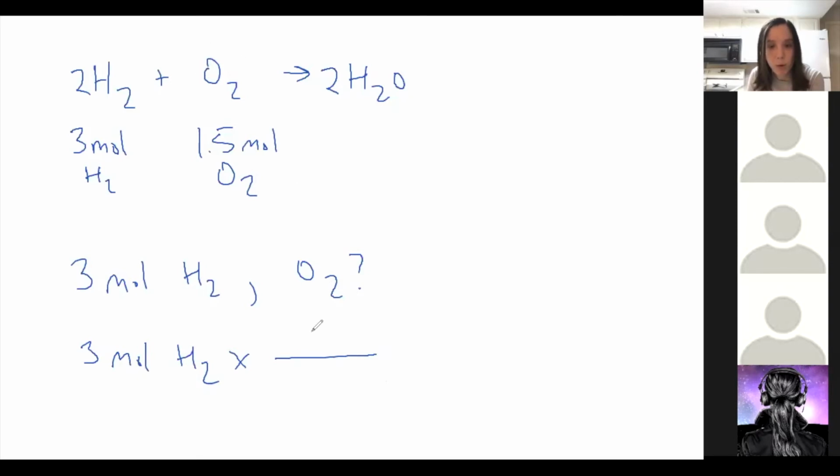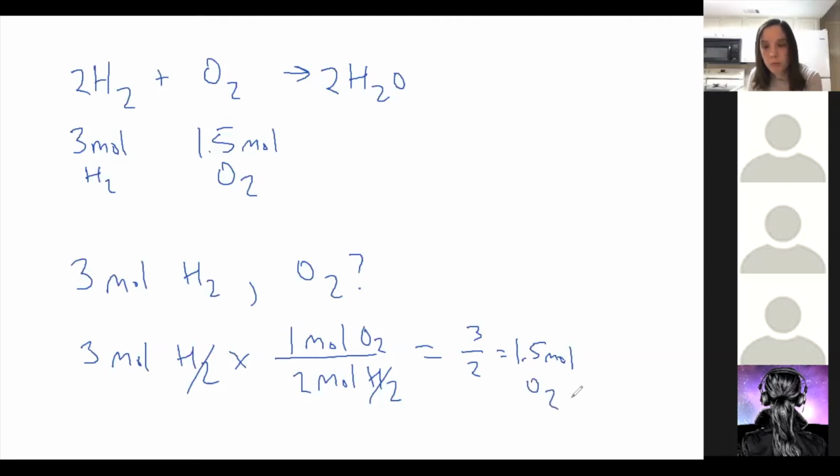So we have 1 mole of O2 for every 2 moles of H2. H2's cancel out. We're left with O2. So we would do 3 times 1/2, which would give us 3/2 or 1.5 moles of O2. So that's how we use molar ratio.